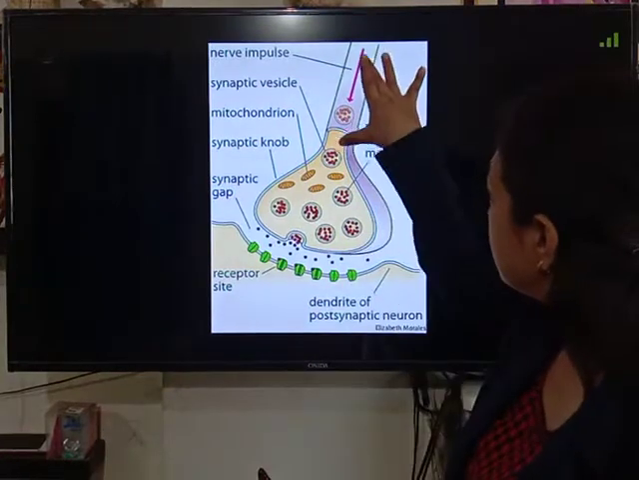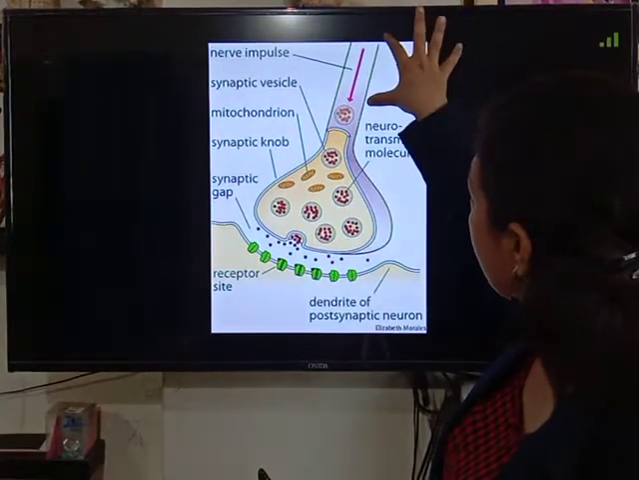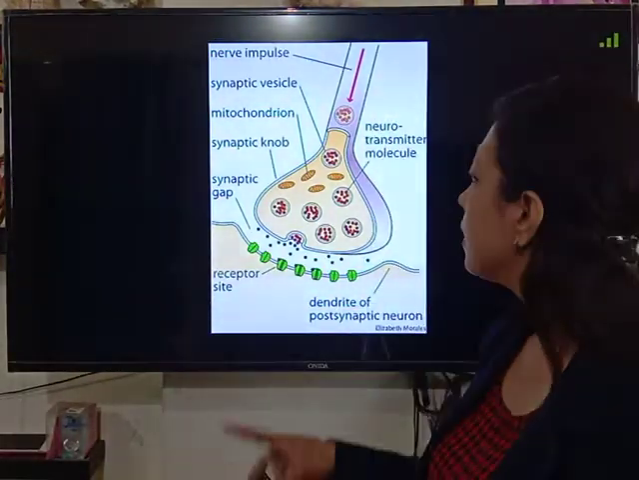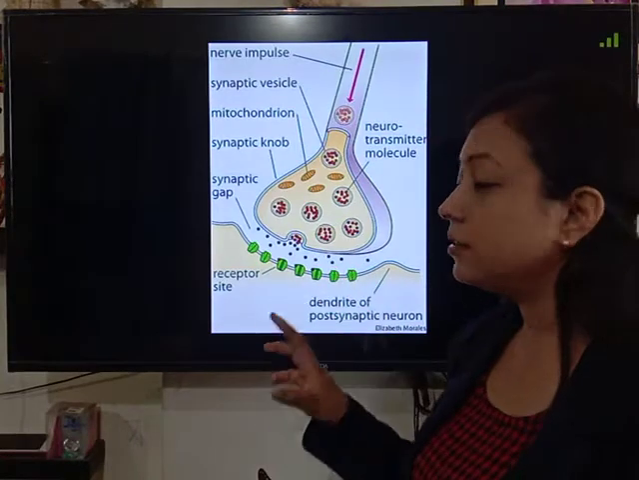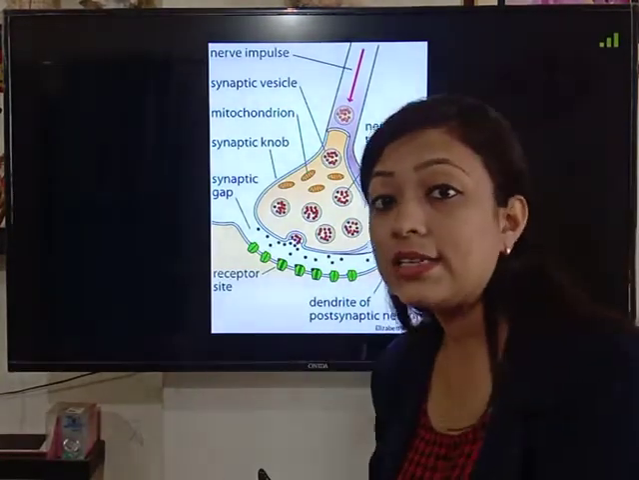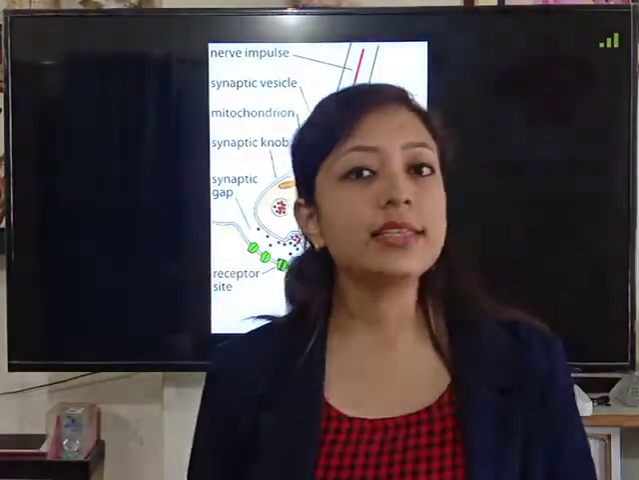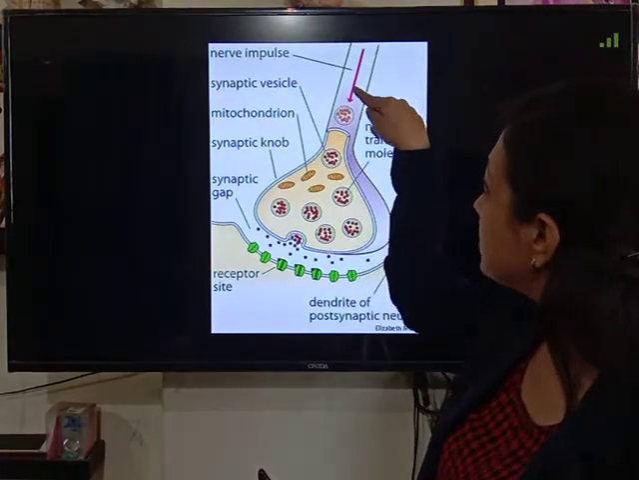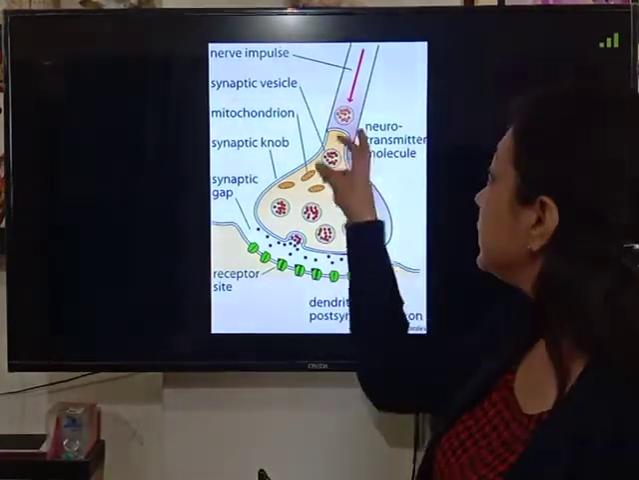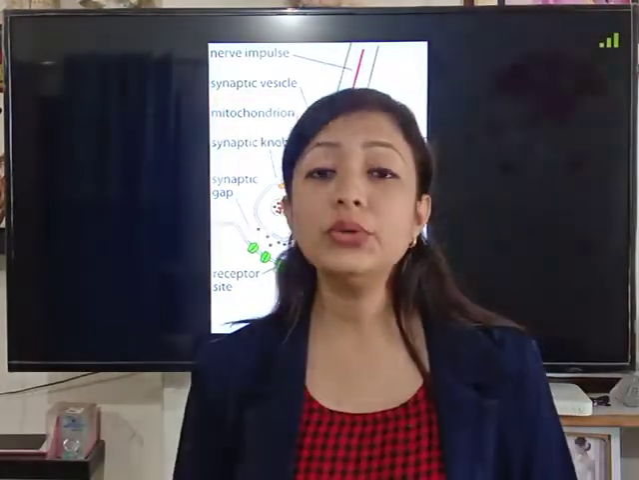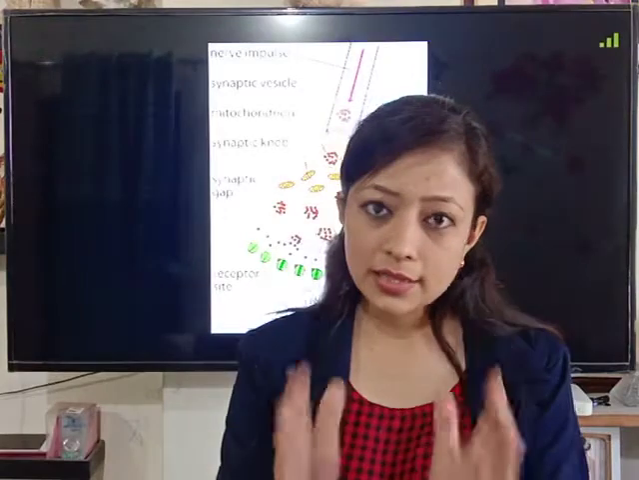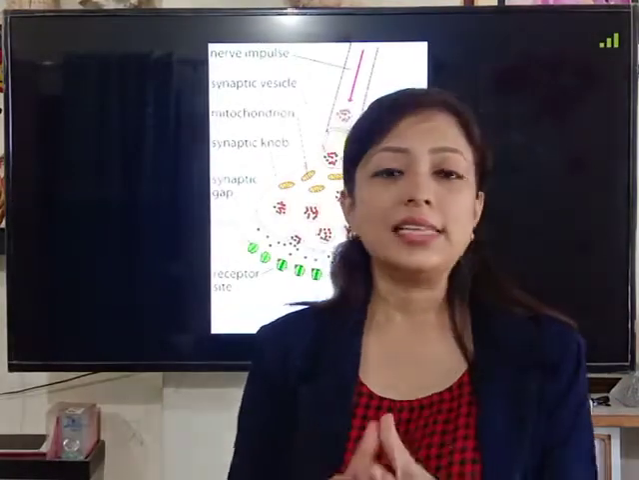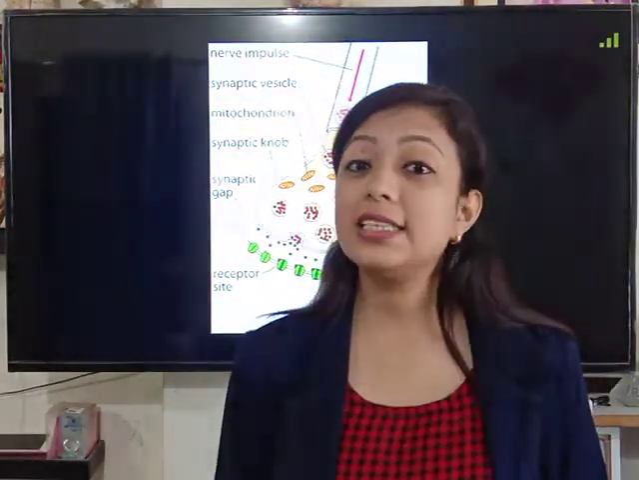Let us assume that this is one of the neurons. Here is the neuron, this is the axon, and this is the nerve ending of a particular neuron. Now this neuron is connected to the dendrite of the next neuron. As the electrical impulses pass through this axon, these nerve impulses get converted into chemical impulses, and these chemical impulses are called neurotransmitters. An example of a neurotransmitter is acetylcholine.